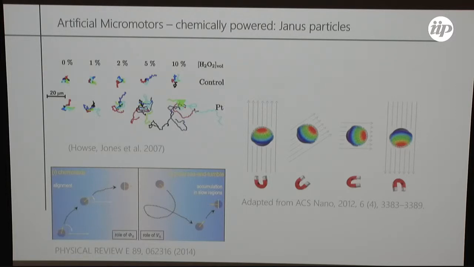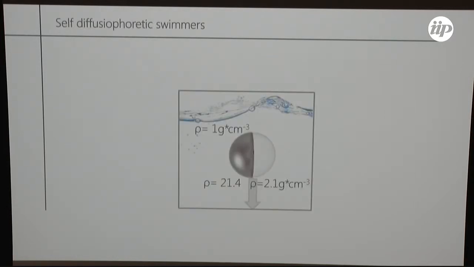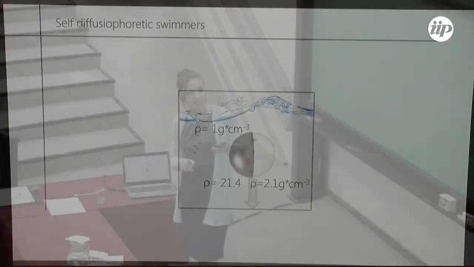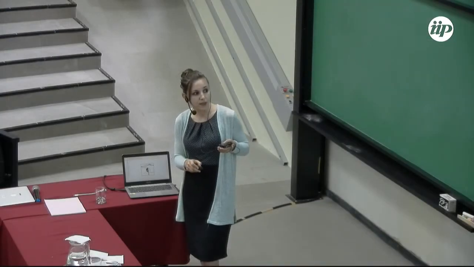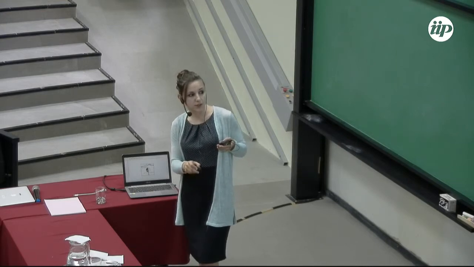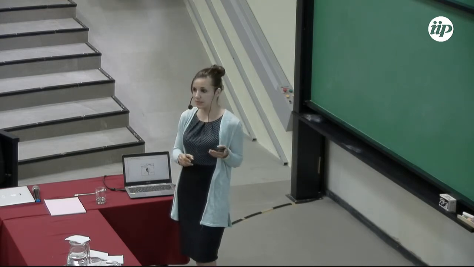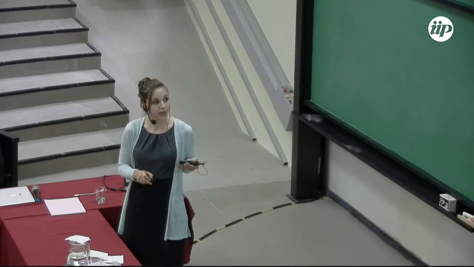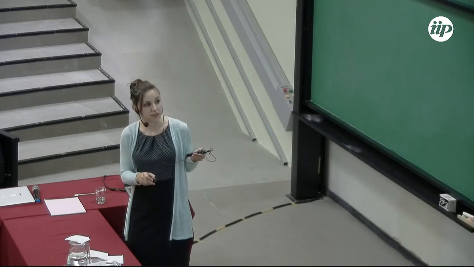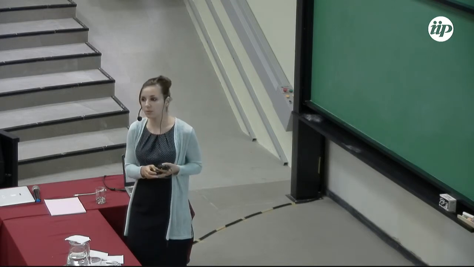But we have observed our particles, and just a quick reminder: our particles are density mismatched with the environment, simply because their density is higher than the density of water. So the silica part has a density of 2, the other one has about a density of 20. So we have a difference even in the two sides, which we call bottom heavy.